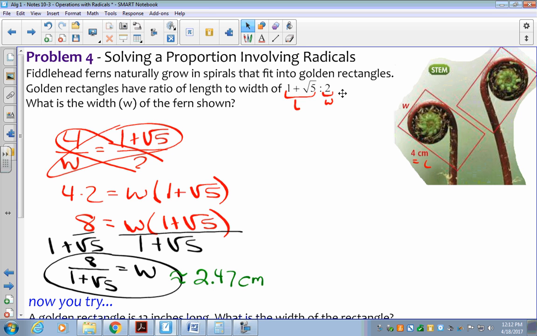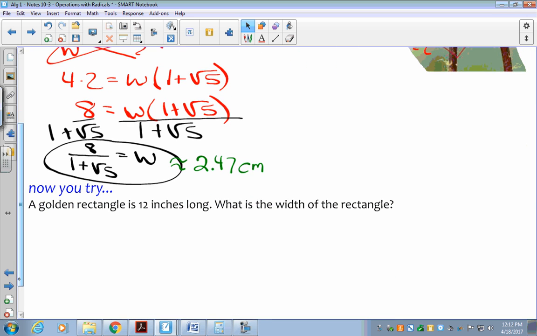But sometimes we're not going to get whole numbers. The reason we keep radicals in their radical form is so that we don't have to write bunches of decimals and carry that through our problem with us.